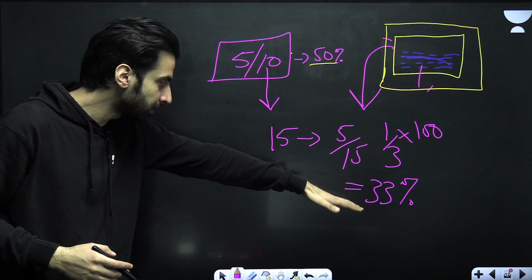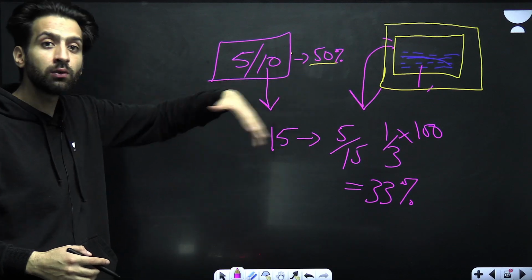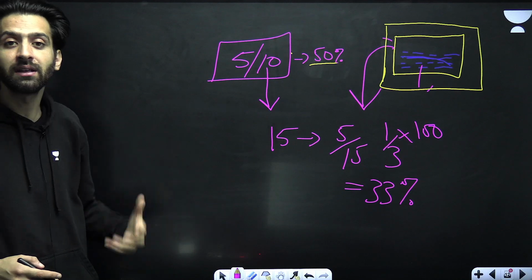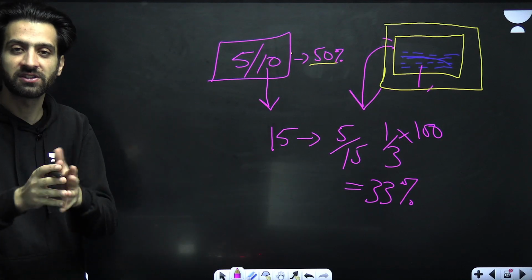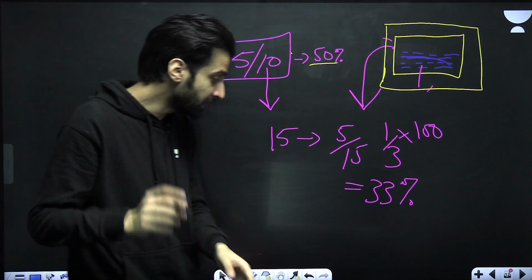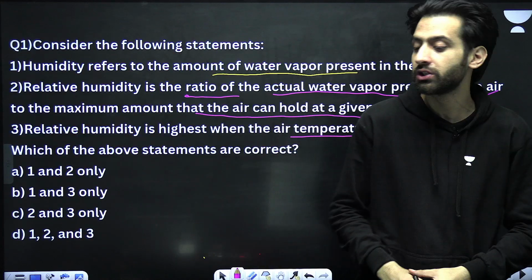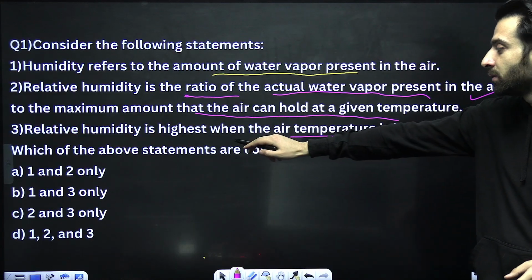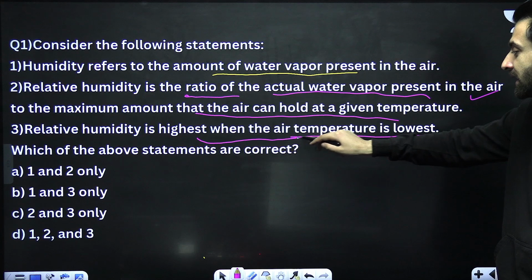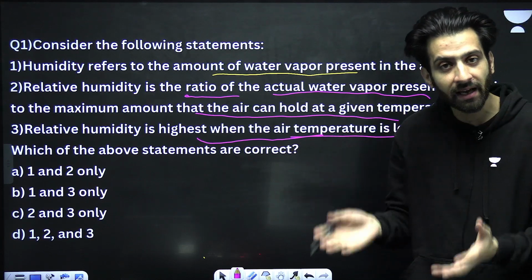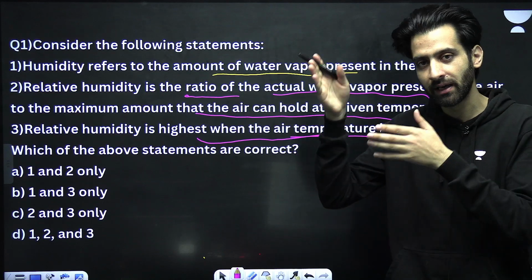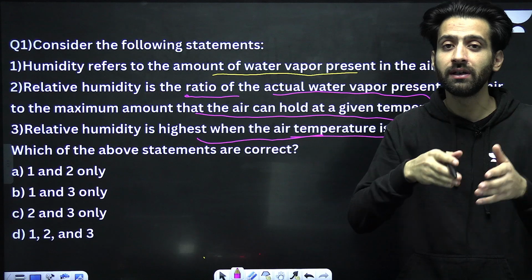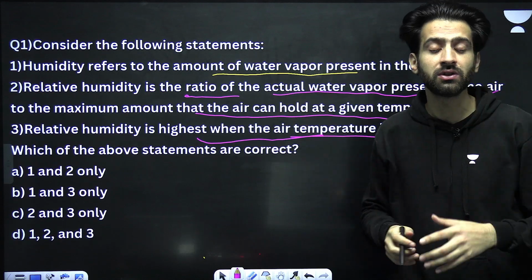Here you can see when the temperature increased, earlier the relative humidity was 50, but as soon as the temperature increased, relative humidity went to 33%. That means it fell. That means there is an inverse relationship between these two. So relative humidity is highest when the air temperature is lowest. Exactly, that's what I mentioned, that there is an inverse relationship between relative humidity and temperature. These things you need to know.